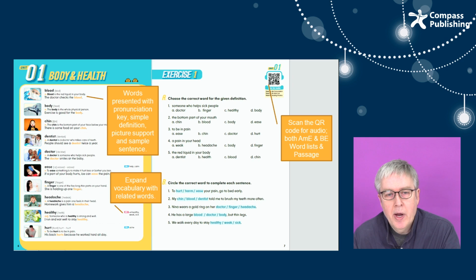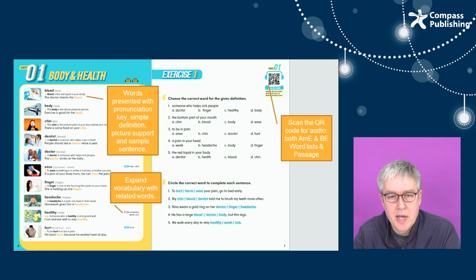The one that I wanted to give you a walkthrough of is from the 2,000 series. I just wanted to generally introduce you to a unit. So it starts with a list of words. In general, there's 10 words that are introduced, and they're all related to some theme. The words are presented with pronunciation keys. We use the simple IPA symbols to help students understand the meaning.